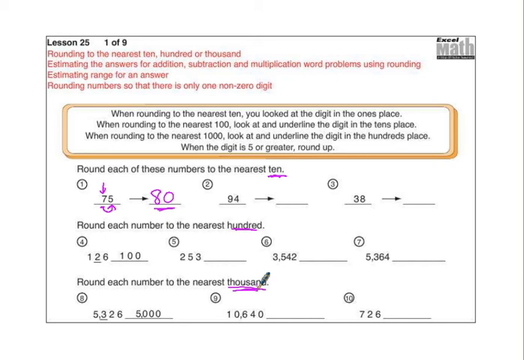So number 2, again, we're rounding to the tens place. Look to the right. Is that number 5 or greater? No, it's not. It's lower than 5. So we're going to round down to 90 instead of up to 100.